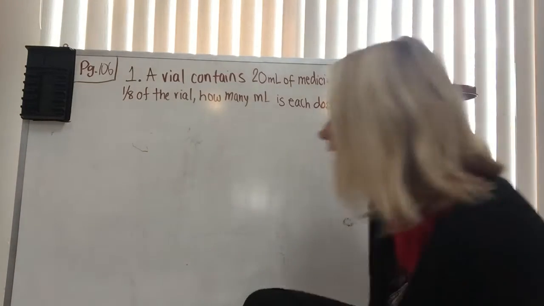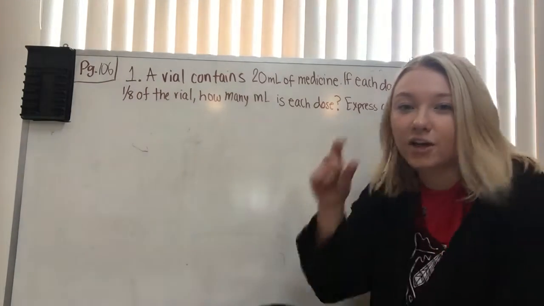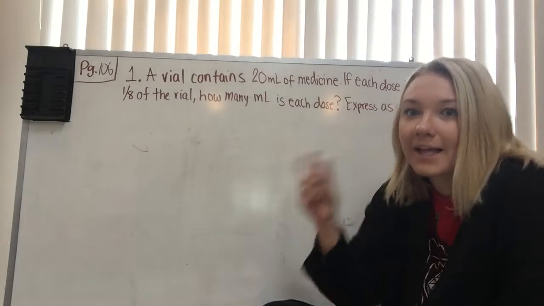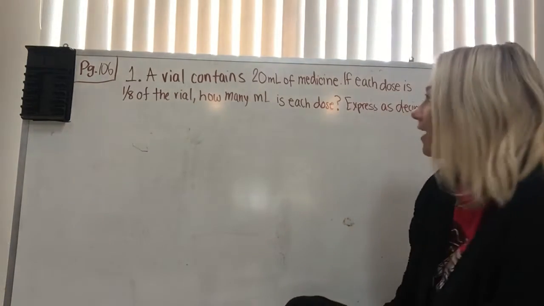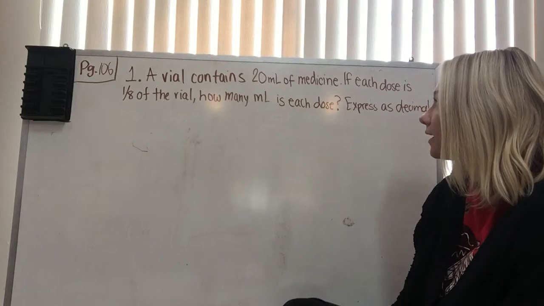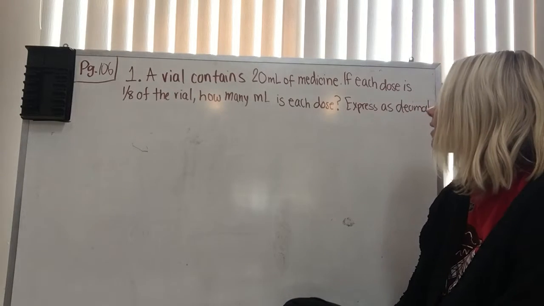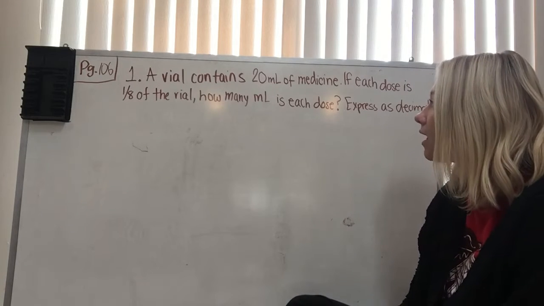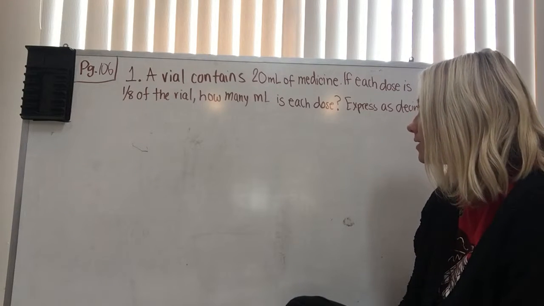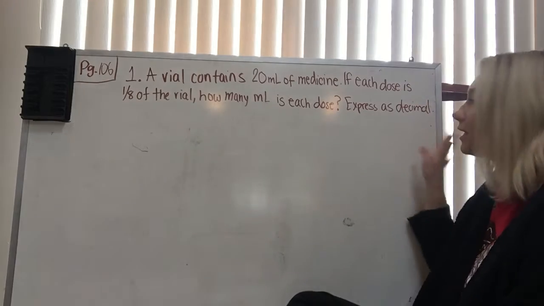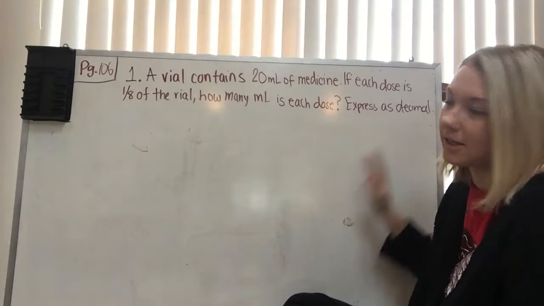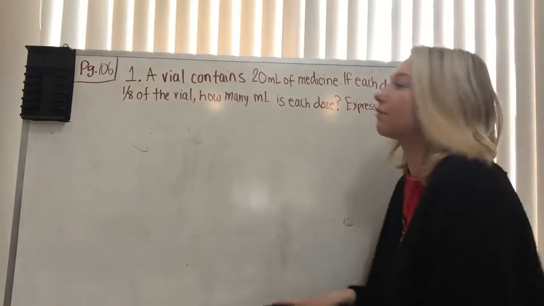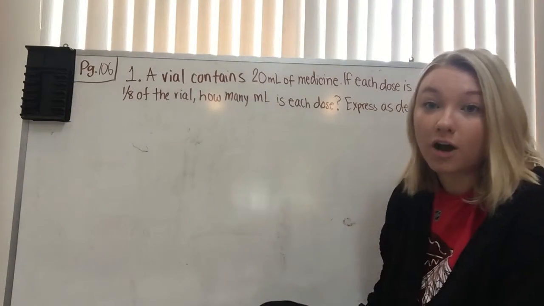The first one says a vial, which is like a little glass tube. A vial contains 20 milliliters of medicine. If each dose is 1/8 of the vial, how many milliliters is each dose? Express your answer as a decimal. I didn't fully write that part out because I ran out of room. So I'm going to read, draw, write.